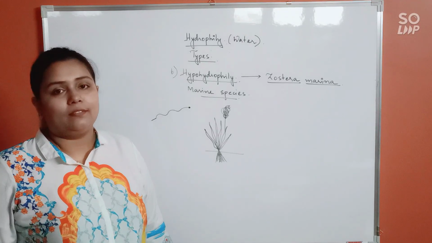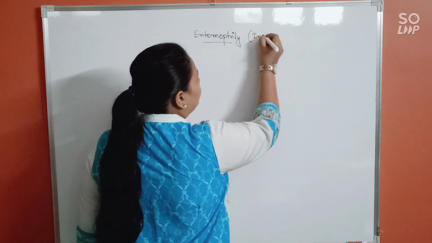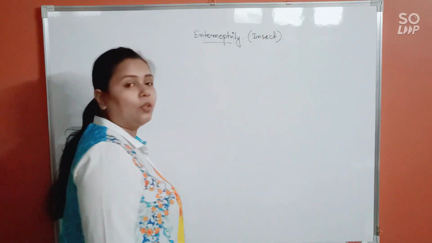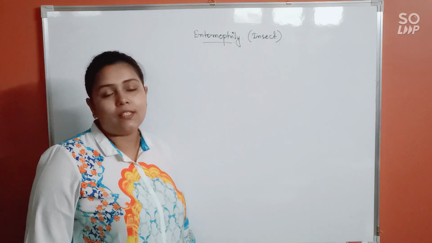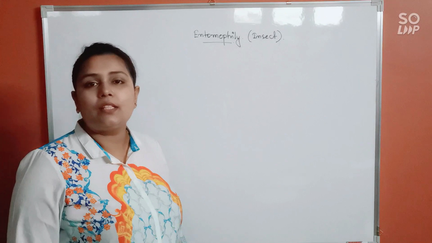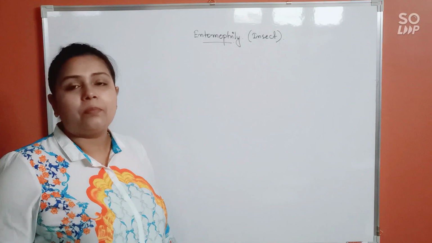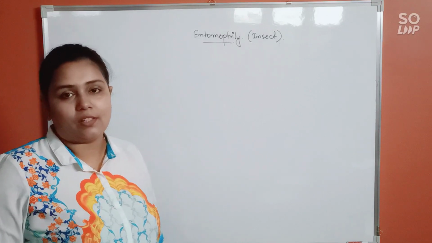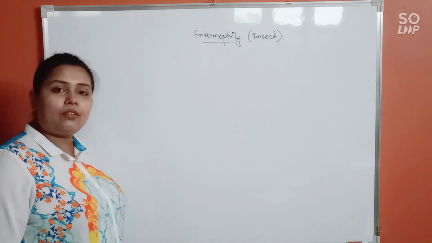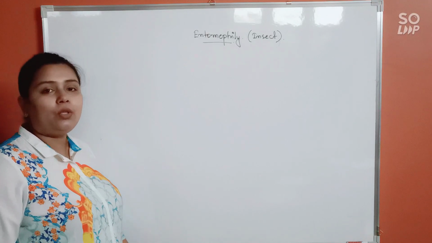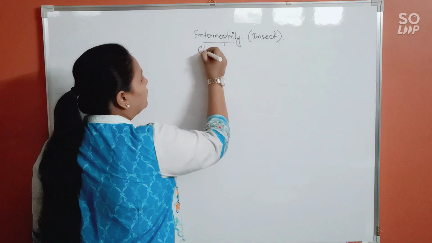Next is entomophily. Entomophily means insect pollination. Okay. Now there are so many different types of insects that can act as pollinating agents, starting with bees, to butterflies, to wasps, to moths, to beetles, to flies, etc. So many. Beetles are known to be the earliest insect pollinator. Okay. So now in entomophily, there are again certain characteristics which have to be present in the flower so that they can employ entomophily successfully. So let us see the characteristics.